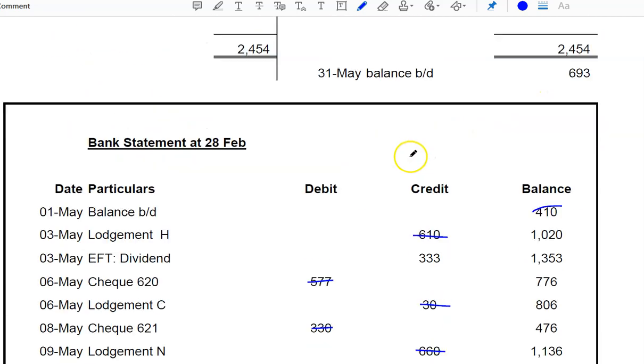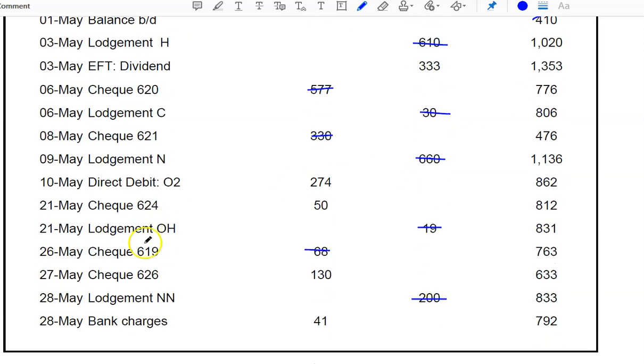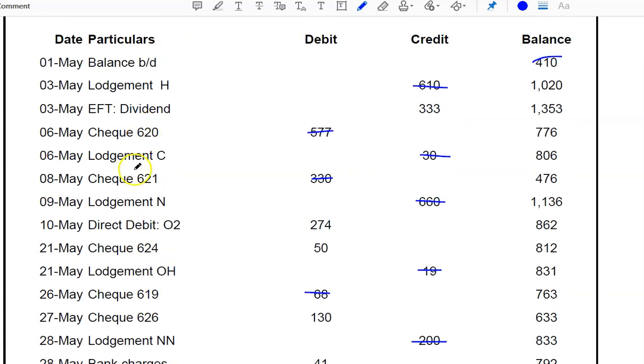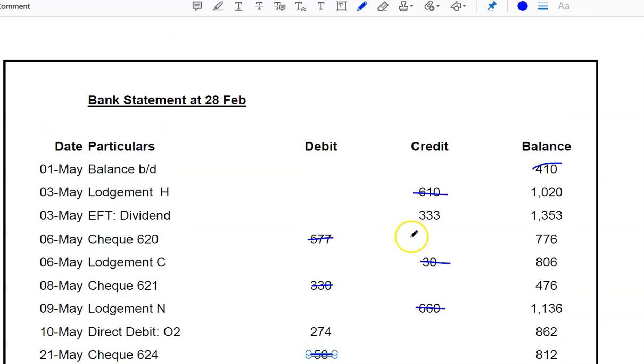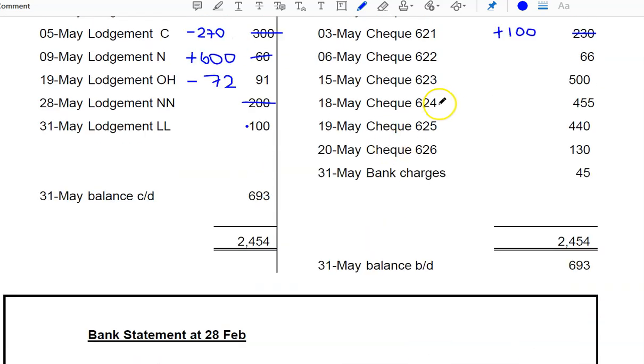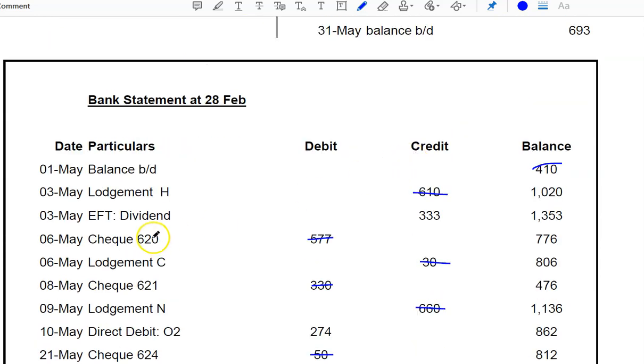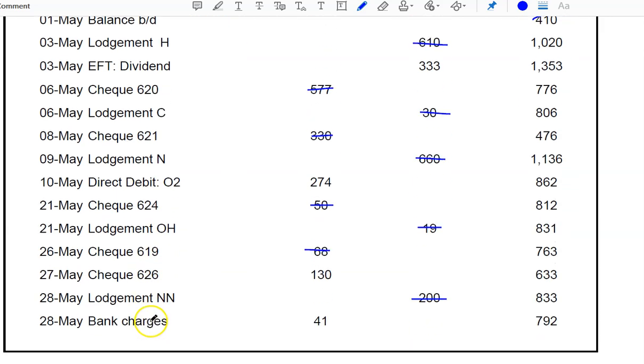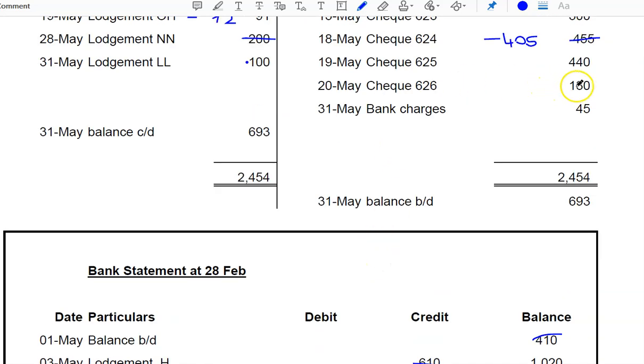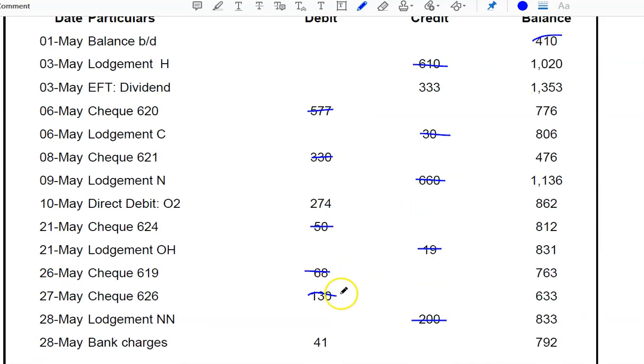622, 623, 624. So the next check that we see is 624, which is 50. It should have been 50, and we recorded a lot more, 455. So we have too much, we need to reduce it anyway. The difference between 50 and 455 is 405, so it needs to go down by 405. 625 and 626, 624. So we have no 625, 626 is 130. And we recorded 130. Okay, so we agree, we did something right. So that matches.